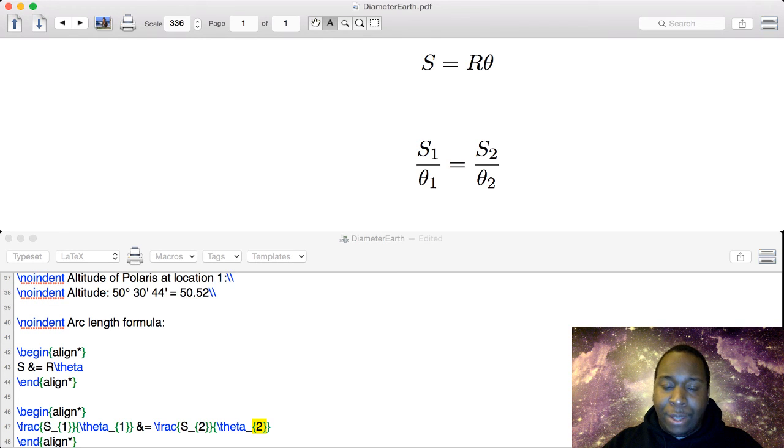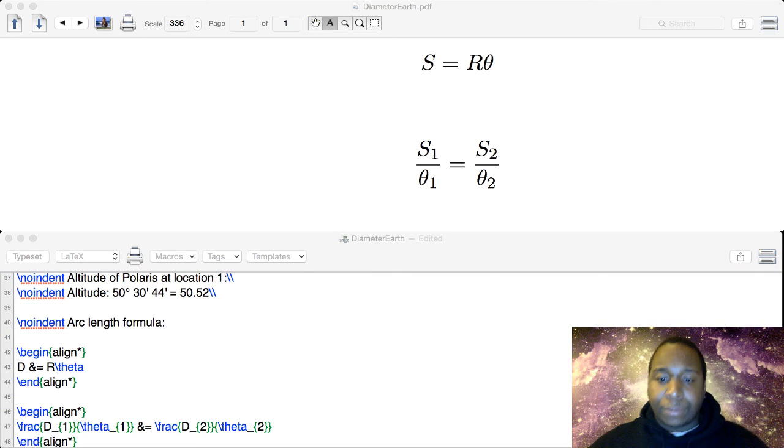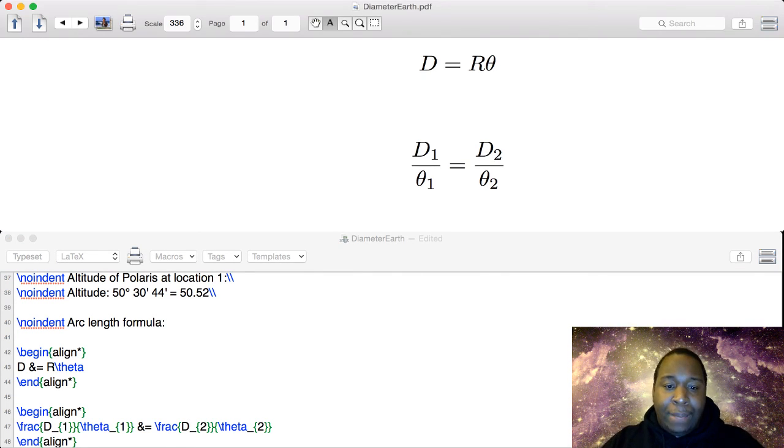S1, sorry, actually let's use D, because earlier I used D for distance. So I'm gonna change these to all D's. All right. So I'm saying some distance one, some D1, which represents the distance between our two locations, divided by their angular separation relative to the center of the Earth.